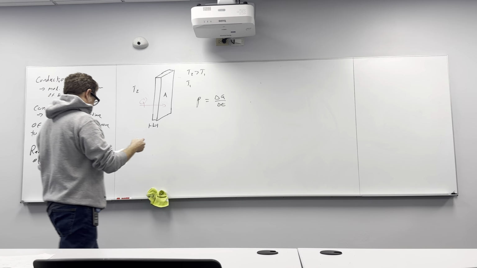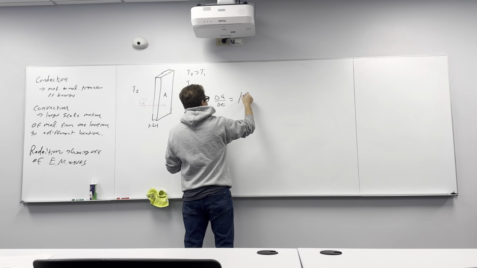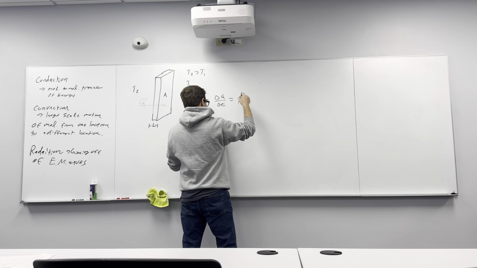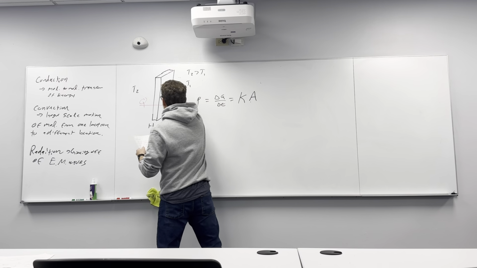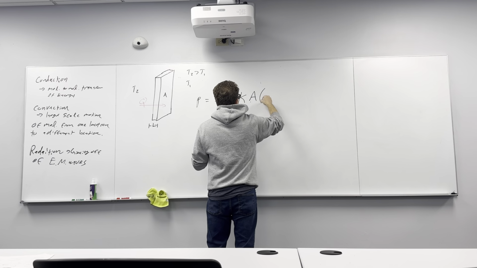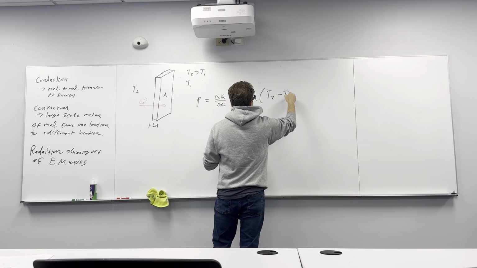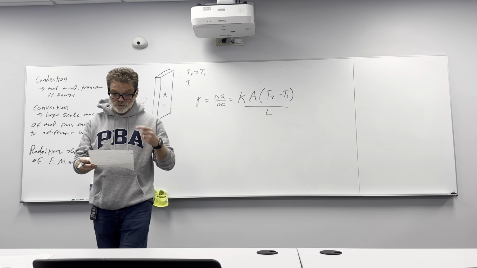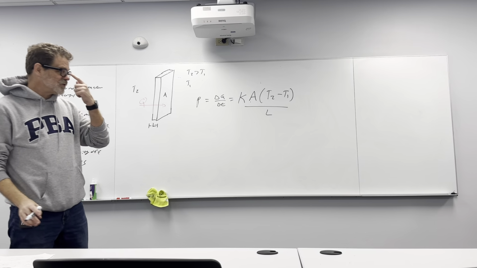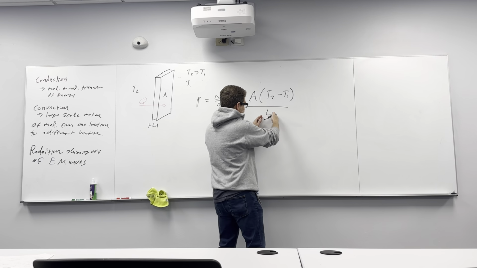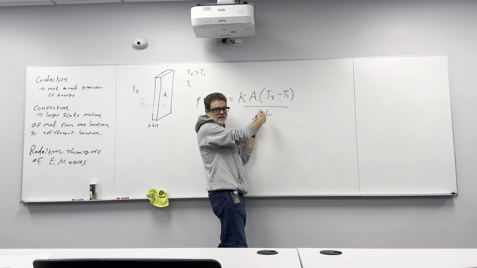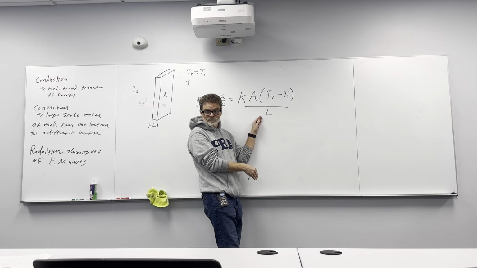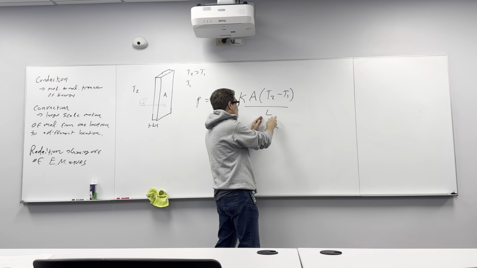That's equal to a constant, capital K, times the cross-sectional area of the object, times the temperature difference between the two sides, divided by the thickness of the material. So the thicker the material, we saw that, the longer it took the heat to transfer through. So the thickness is important.